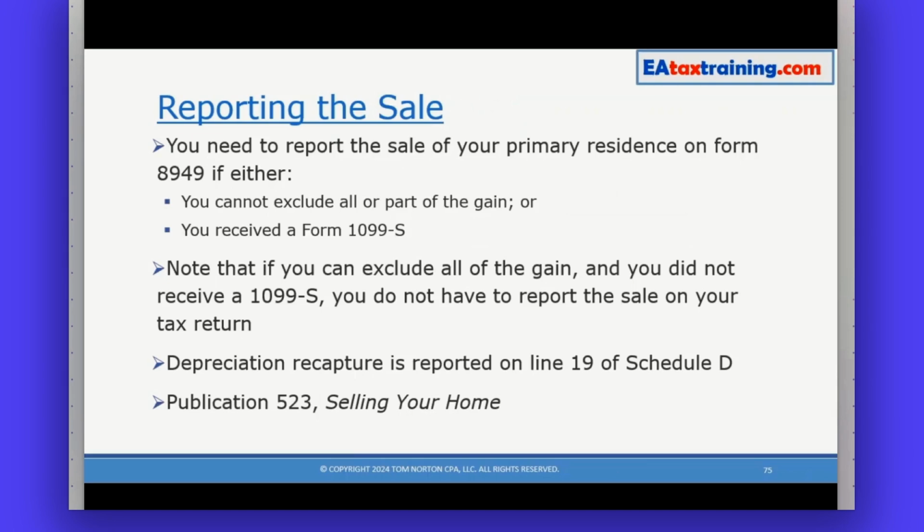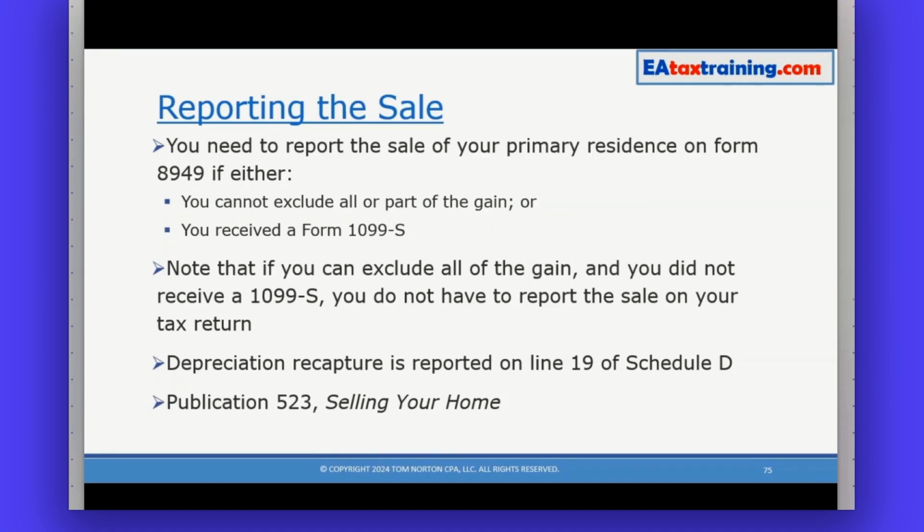So the title company, if they have reason to believe that this is not your primary residence, then they are going to issue a 1099-S. If they know this is your primary residence, then they're probably not going to issue you a 1099-S. So note here, if you can exclude all of the gain and you did not receive a 1099-S, then you do not have to report the sale of your home on your tax return.